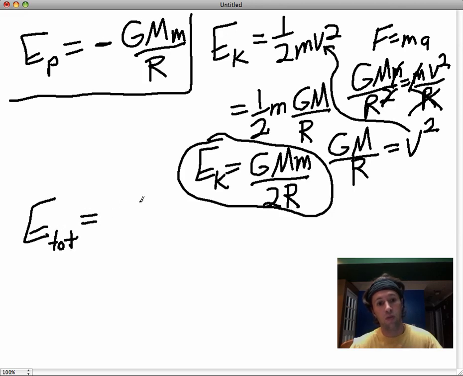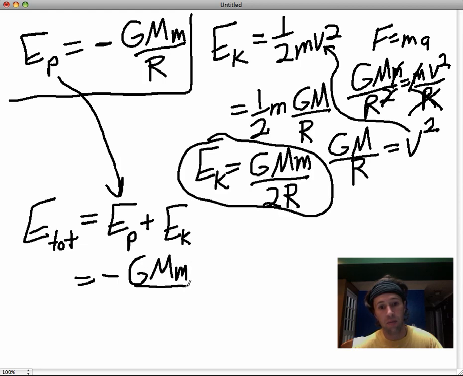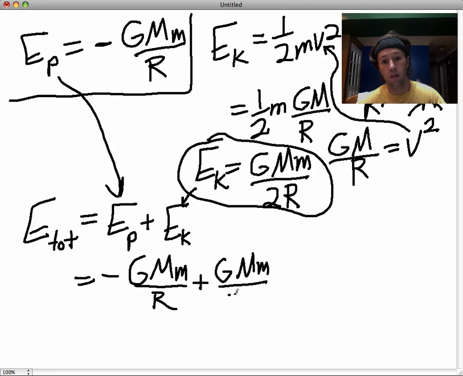Total energy, for something that's orbiting around a planet, should be the sum of its potential energy plus its kinetic energy. That's easy. Now, we know its potential energy comes from there, but it's a negative. Crazy, eh? Plus our kinetic energy just comes from there. And you end up with this crazy thing.